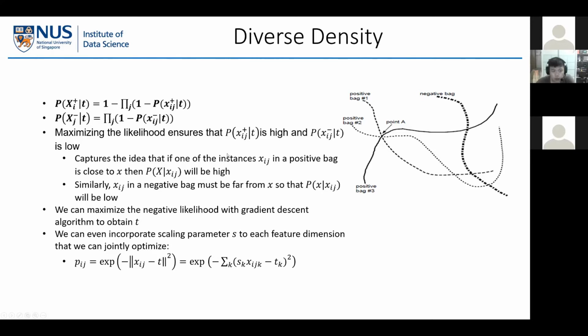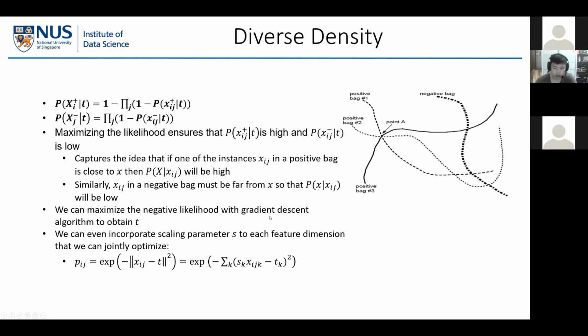So when we try to maximize the likelihood, what we're doing is finding a point t that will be very close to at least some of the instances in the positive bag, and at the same time will be very far from the instances in the negative bag. So basically in this diagram, we're trying to find an intersection between the positive bags, and we hope that this intersection is something that is far from the instances in the negative bag.